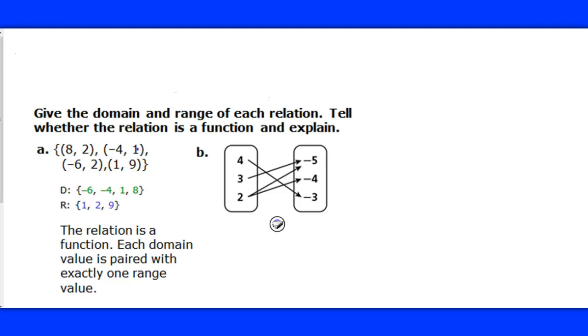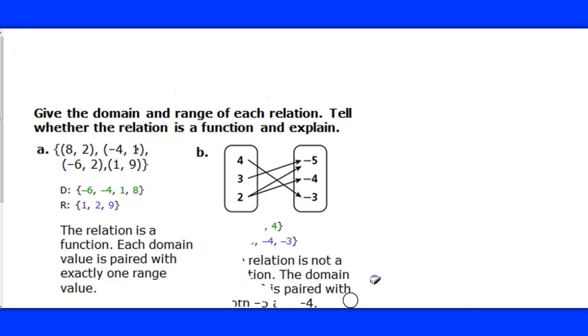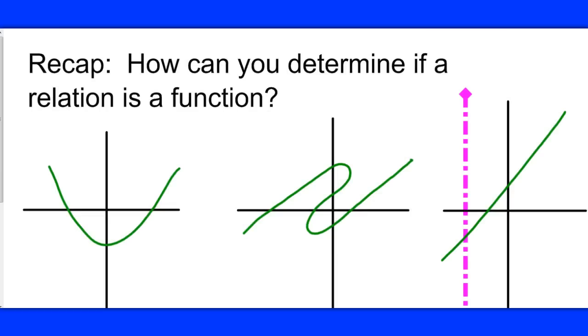Okay, for this one, your domain is 2, 3, and 4. Your range is -5, -4, and 3. This one is not a function because of this guy right here. Do you see the 2 arrows going out there? That means the number 2 for x has 2 possible y values. That makes it not a function.